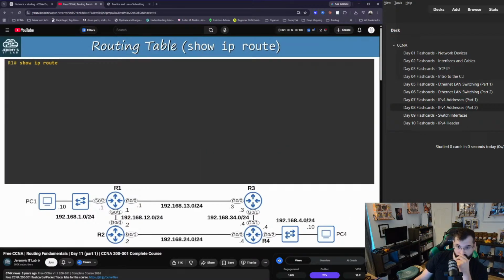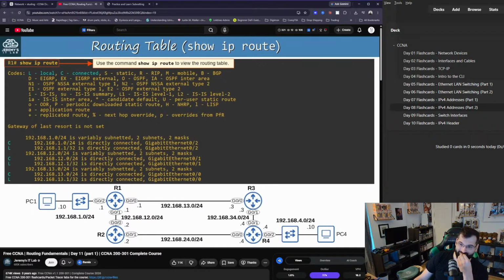Now let's take a look at R1's routing table. The command is show IP route. It displays the router's routing table. And here is the output. There are two main sections to the output.